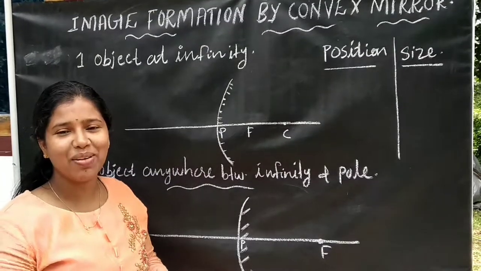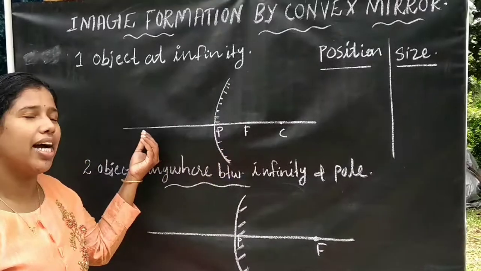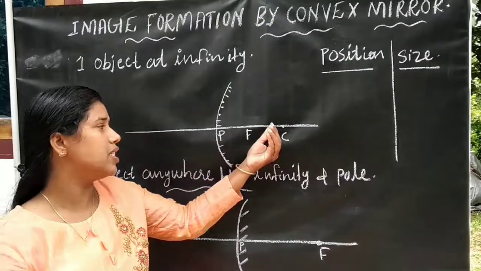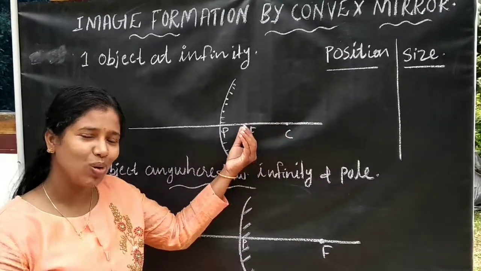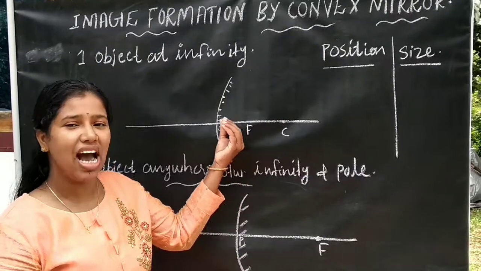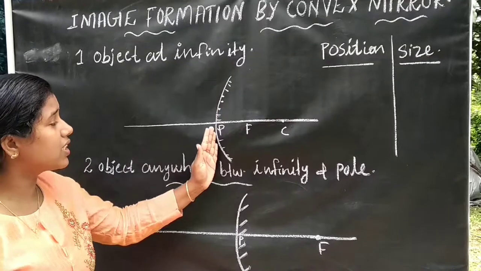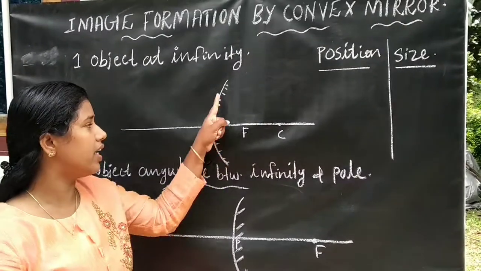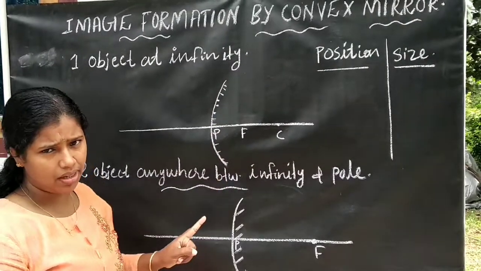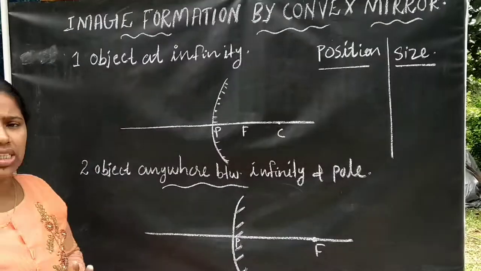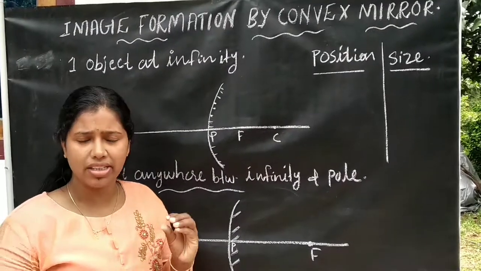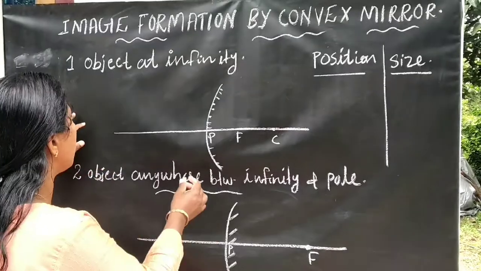How to draw the diagram? We know that. First we have to make the principal axis. This is the principal axis, a line passing through the center of curvature and pole. Then we have to draw this convex mirror. I have drawn it already. This is the convex mirror. Then we know the four rules already studied. Then we can apply the first rule.